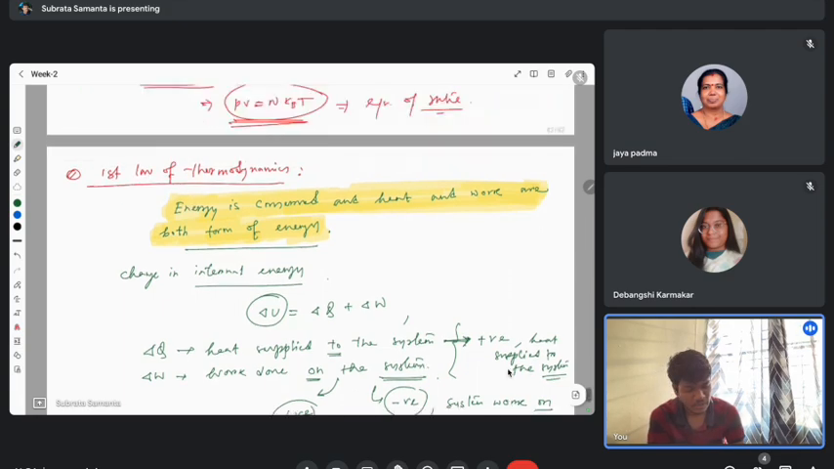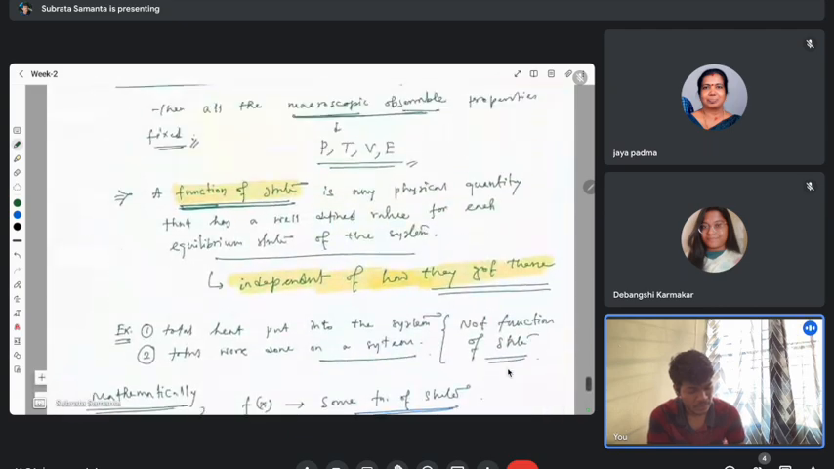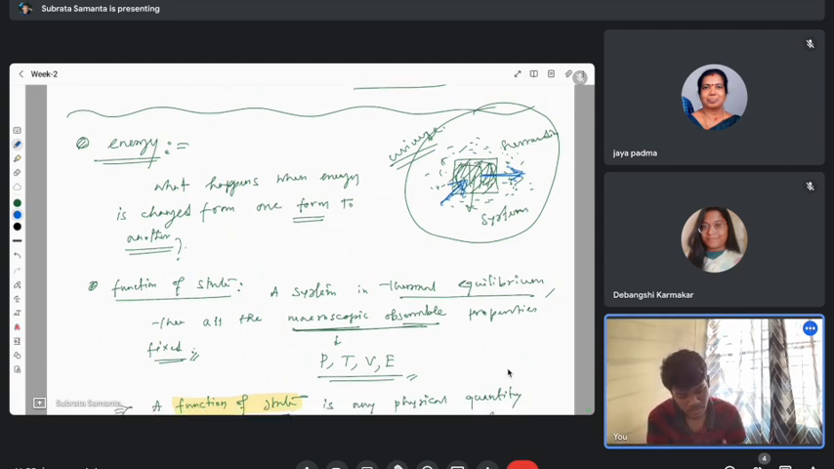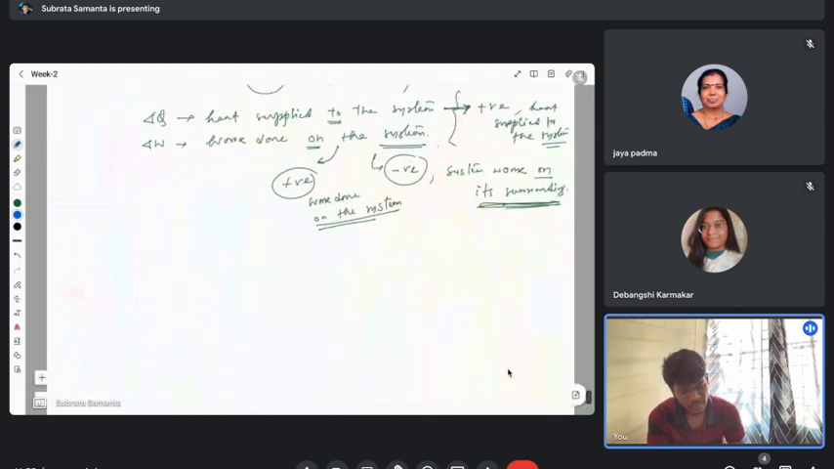Then we can discuss the system and surroundings. The system and surroundings are two different things. The system is the region we are interested in, and the outside is the surroundings. So the system works on the surroundings, or work is done on the system. Two different things, one positive, another negative. Similarly, you can add heat or extract heat. So this convention is clear now, right?